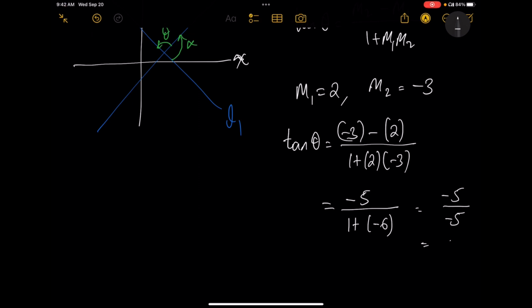So negative 5 over negative 5, that is 1. So the tangent of the angle theta is 1. So we know one angle that has a tangent of 1, right? What is that angle? That is 45 degrees, right?